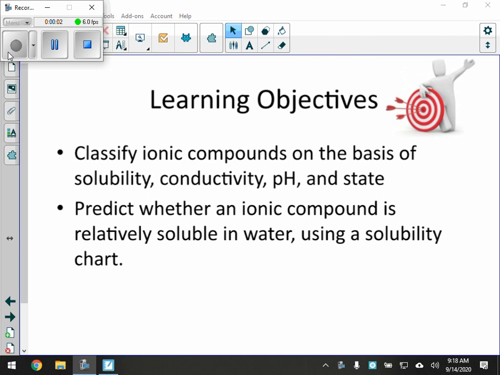Okay, so today we're going to learn about ionic compounds again, of course. We're going to talk about solubility, conductivity, pH, and state of these compounds. We're going to predict whether ionic compounds are relatively soluble in water using a solubility chart, so how well they dissolve in water. This is going to be important for your lab, so definitely make sure that you understand what these properties are, and if you're not sure, make sure you ask.